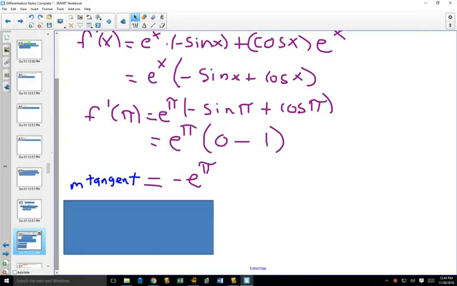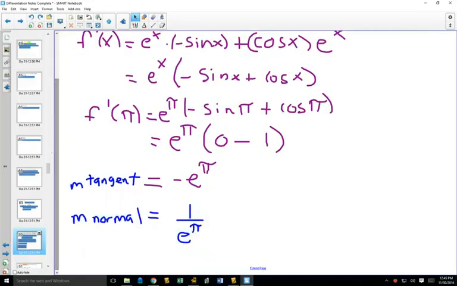So what is the normal slope going to be? It's going to be the negative reciprocal. So it becomes +1 over e to the pi.